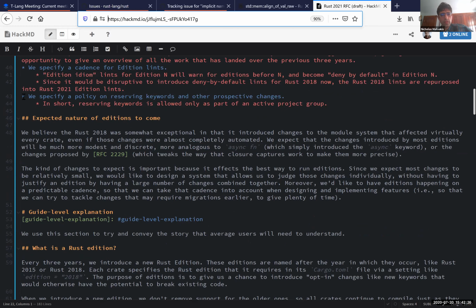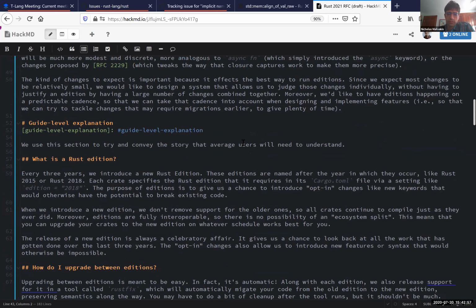And we also said that we don't want to do fishing for reserving keywords or other syntax changes, that we should be doing that as part of some active project group or RFC. Like if we have some proposal to make generators, then we can reserve the keywords that proposal is looking at, but we're not going to reserve a whole bunch of keywords that we think we might use, which is kind of what we did in the last edition.